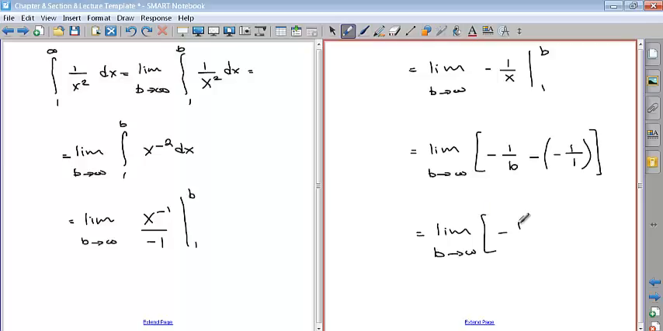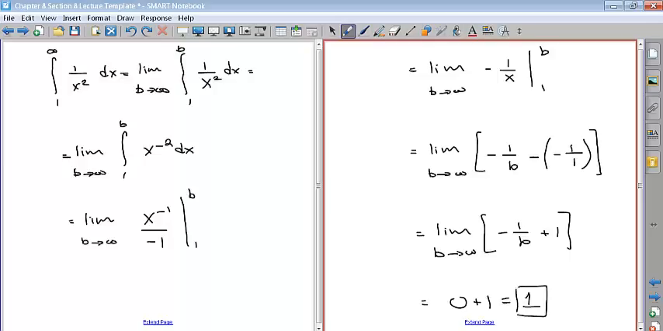So I get negative 1 over b plus 1. So if I plug in infinity, I'll get 1 over infinity, so this term goes to 0. So I'll get 0, and this doesn't change at all because it's not involving b, so the answer is 1.